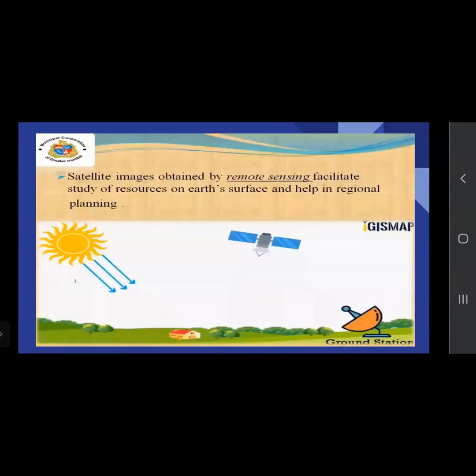Satellite images obtained by remote sensing facilitate the study of resources on Earth's surface and help in regional planning. This is also very important. With the help of satellite images, the photos we get from the satellite show the resources available on the Earth's surface. And we can also plan accordingly, deciding which region we have to exploit more and where we can find which mineral or whatever we want. So we can go to that particular region with the help of these images.